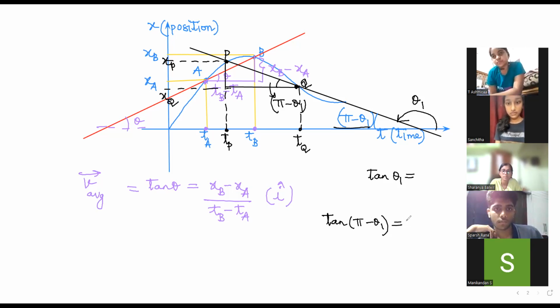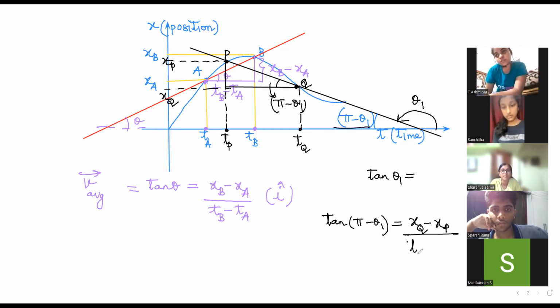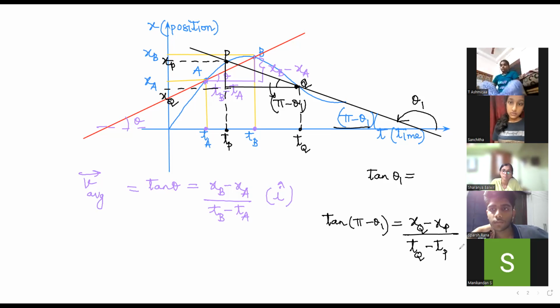what will it be? It will be XP minus XQ upon TQ. Sorry, not like this. It's coming this way, na? So final position is Q. So XQ minus XP upon TQ minus TP. Okay. Yes or no? Yes, sir. This height is XP minus XQ.